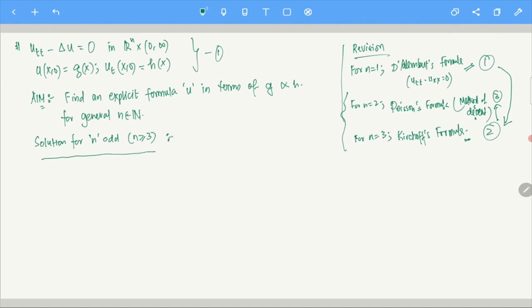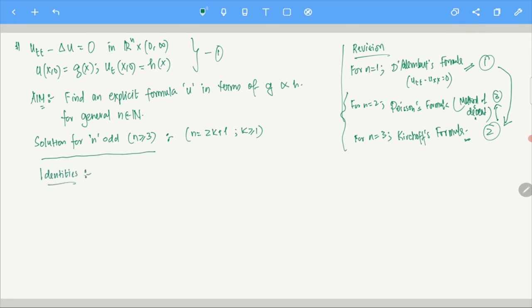Yeah, n odd. If you want, you can just take it to be 2k+1, and k is greater than or equal to 1. We can think of it like this. Yes, okay, and for that let me write down some identities.